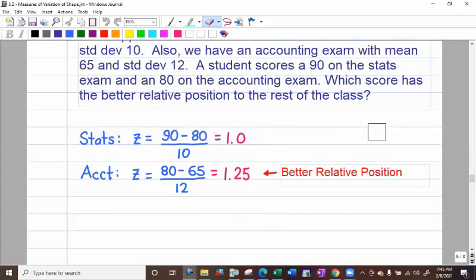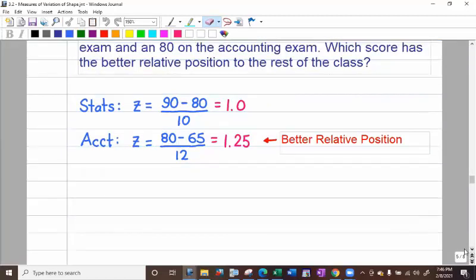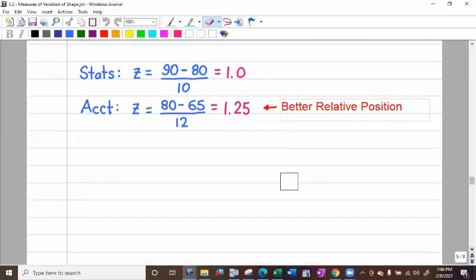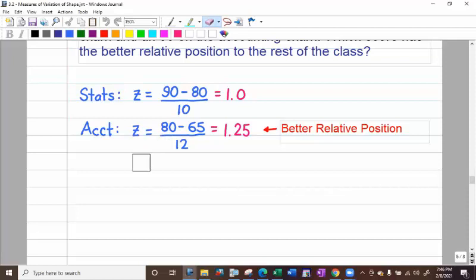But whatever the case may be, you still did better than more people in the accounting class because you got a higher z-score. So that's all you're going to have to do on that kind of question. And it could be a tie if it calculates to exactly the same, not rounded. Usually I ask whether stats is better, accounting is better, or they have equal relative position, which is possible. For example, if I change the accounting score to 77, 77 minus 65 is 12, and 12 divided by 12 is exactly 1.0, so we would have had a tie.